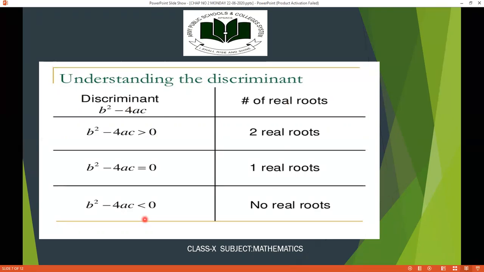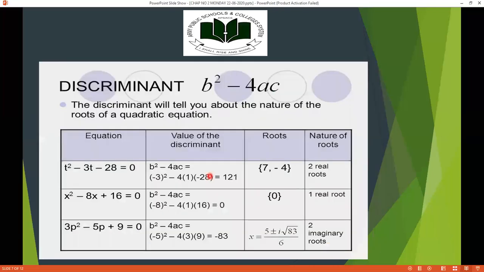So we are having the no real root case. Here I am having some examples. Look at the example. Discriminant again given, that is b square minus 4ac. The discriminant will tell you about the nature of the roots of the quadratic equations.